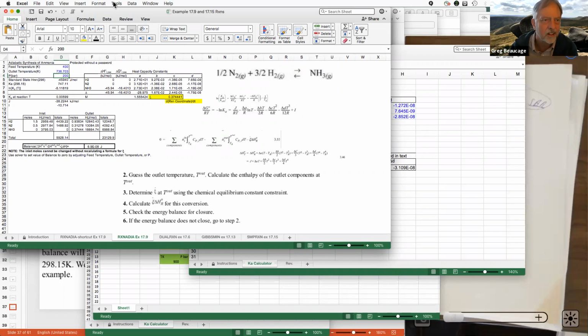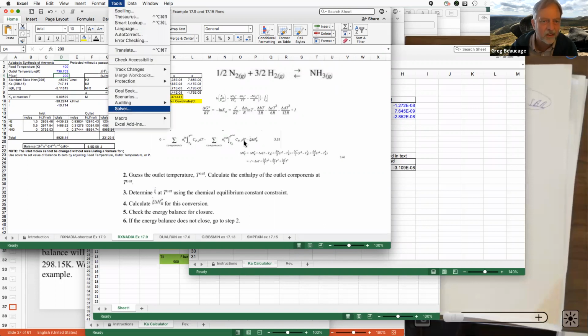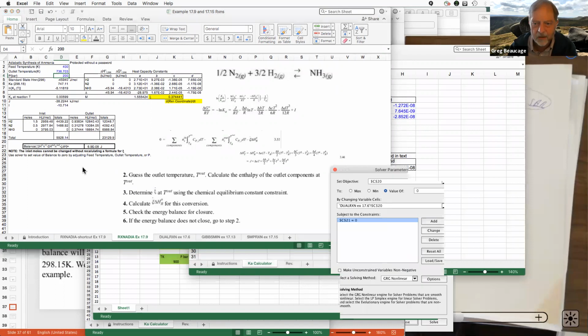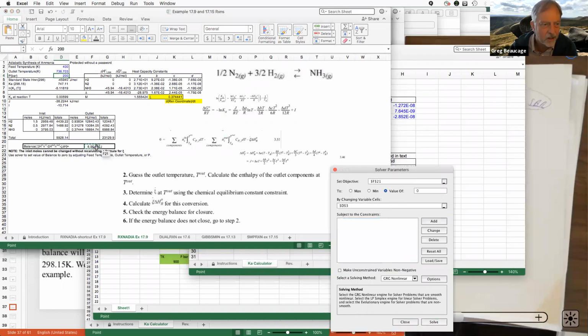So this thing's going to do a loop. It's got a solver routine for this box, which is the energy balance, to try to set it to 0. So you want to get that to go to 0 by changing the outlet temperature, D3. So D3 is this outlet temperature. Right, so it's going to just change that outlet temperature until it gets the adiabatic condition, that this thing goes to 0.